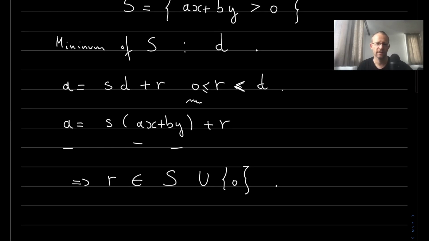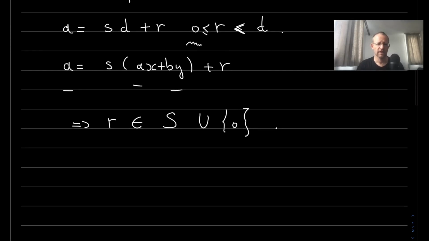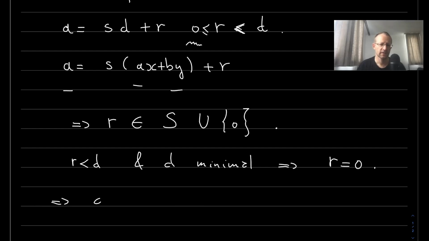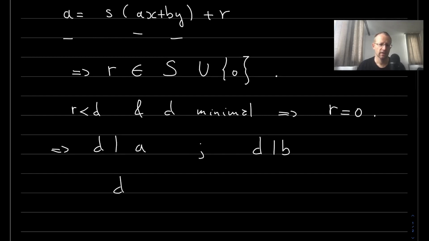Now, that is the case because we had that D is the minimum of S and R is smaller than D. So therefore, R has to be 0. It can't be in S. Therefore, D divides A. Moreover, with the same type of argument, we find that D divides B. And therefore, D is a common divisor of A and B.